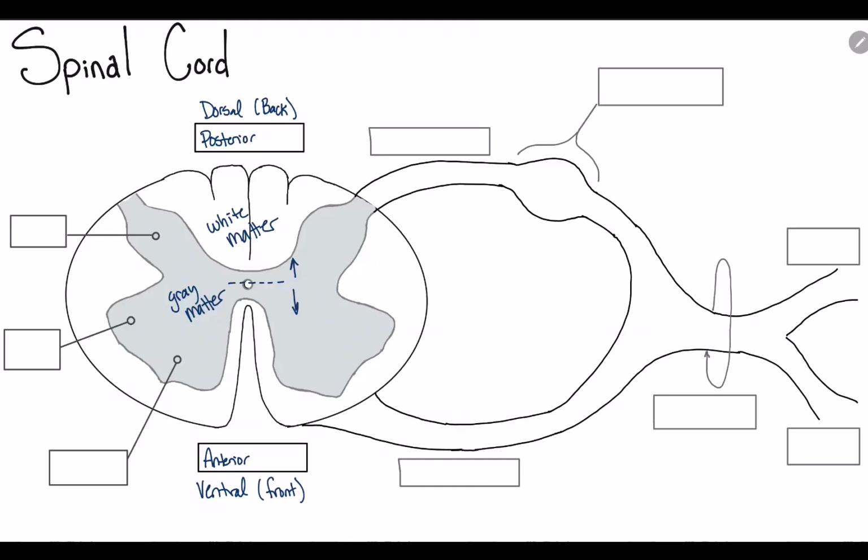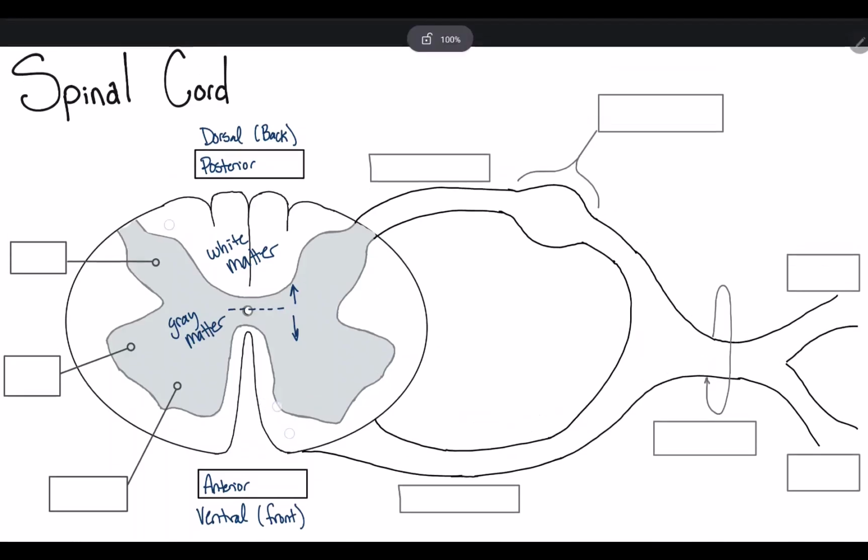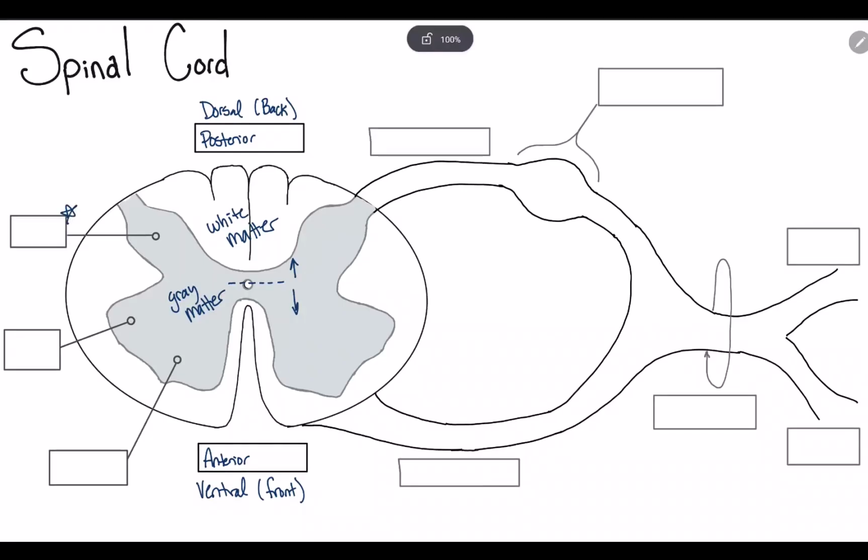cord. As we look at this gray matter, toward the posterior side, I have the posterior horn of the gray matter. The middle, or one more down, is going to be my lateral horn. This horn we are going to talk about a little more in the future with our sympathetics and autonomics. For right now, just note that it's there, but we're not focused on it today.